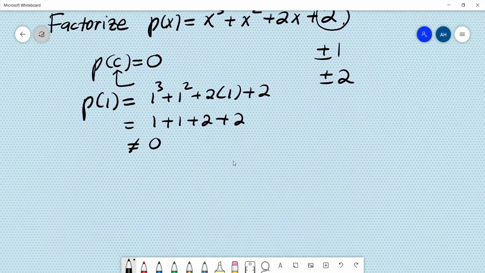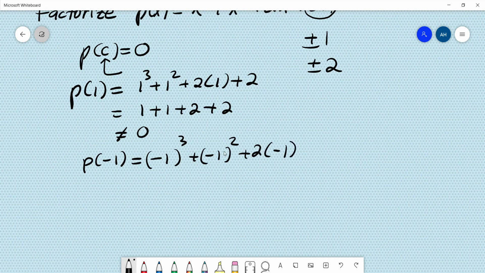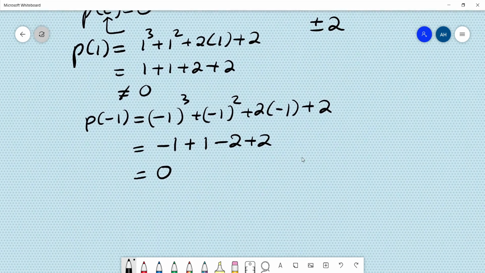Let's try the next number, that is negative 1. So substitute, this time, x equals negative 1. See what happened. We have negative 1 cubed plus negative 1 squared plus 2 times negative 1 plus 2. And see what we get this time. This one is negative 1, plus 1, minus 2, and plus 2. You see, negative 1 plus 1 is 0. Negative 2 plus 2 is 0. Yes, we get 0, right? Yes, we are very happy.